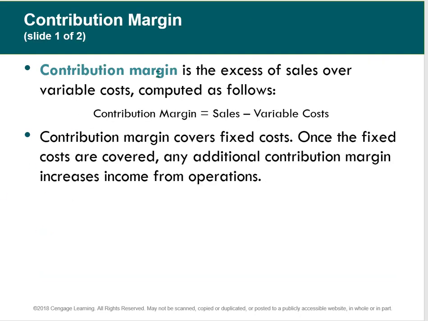Now, the contribution margin is the excess of sales over variable costs, which is computed as follows. Sales minus variable costs is contribution margin. And just think, the contribution margin covers your fixed costs. It's a contribution toward covering your fixed costs. Once the fixed costs are covered, any additional contribution margin increases income. So let's look at an example.